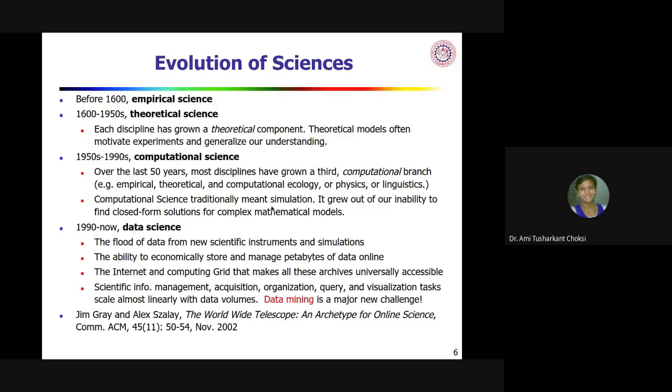Computational science traditionally meant simulation. It grew out of our inability to find closed form solutions for complex mathematical models. And from 1990 to now, we have data science. You have already studied the subject Python for data science, so you do have the idea, right? The flood of data from new scientific instruments and simulations.